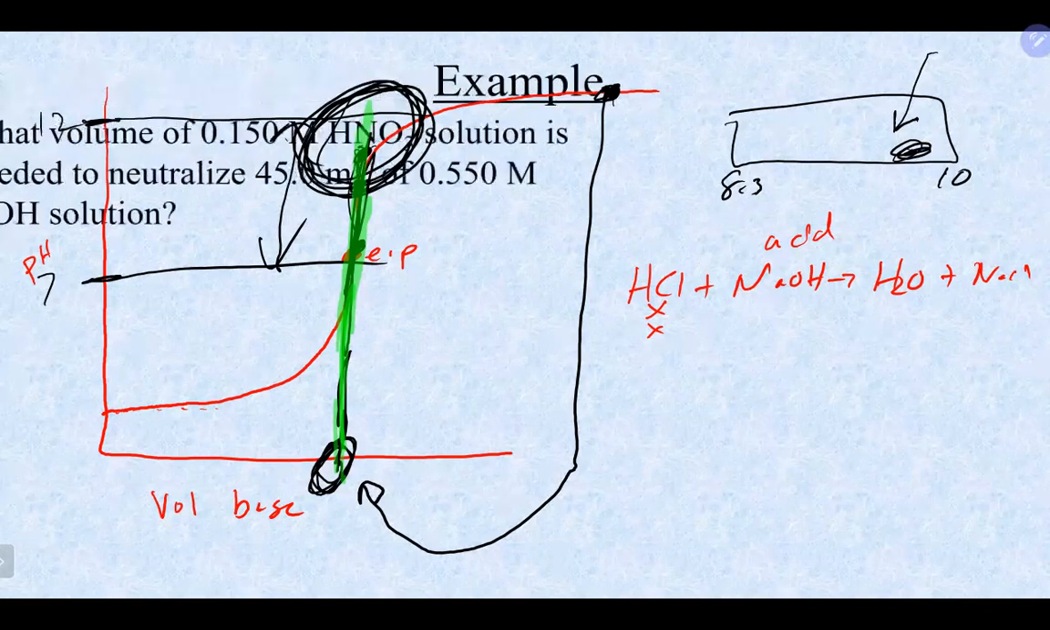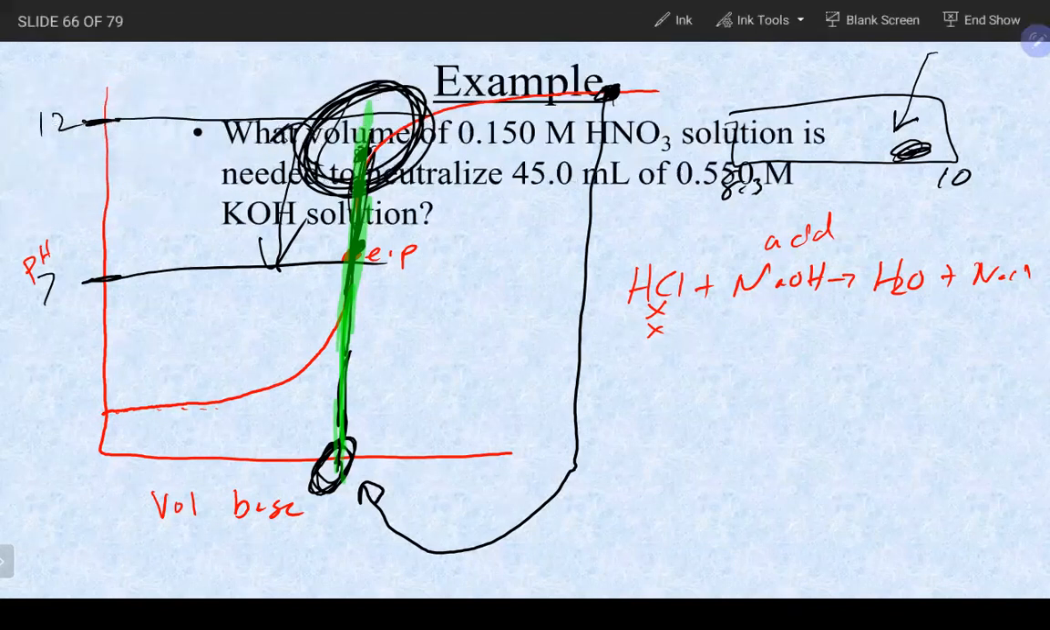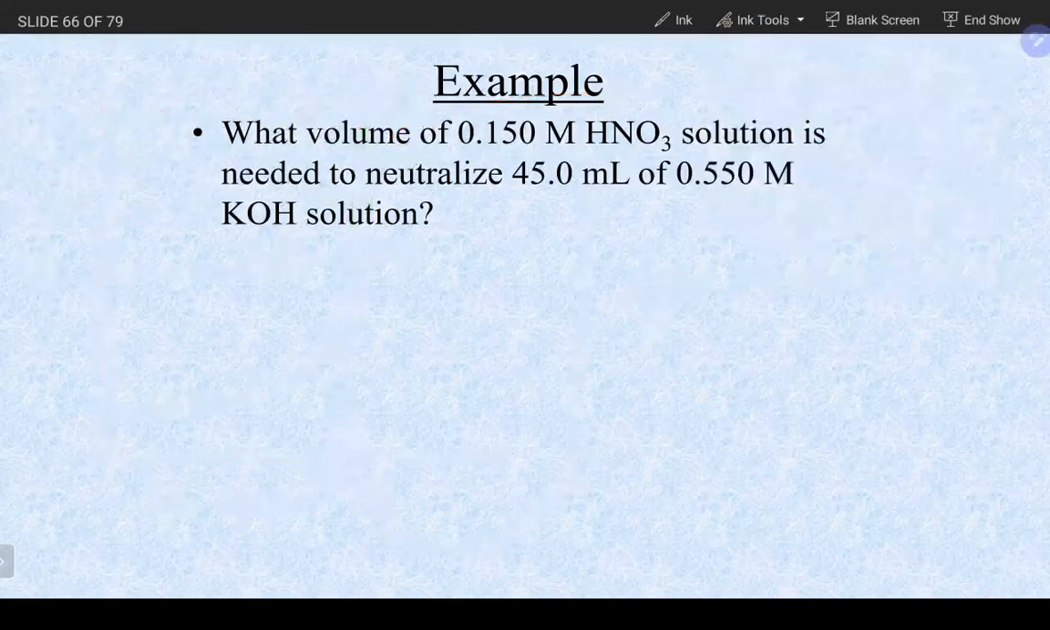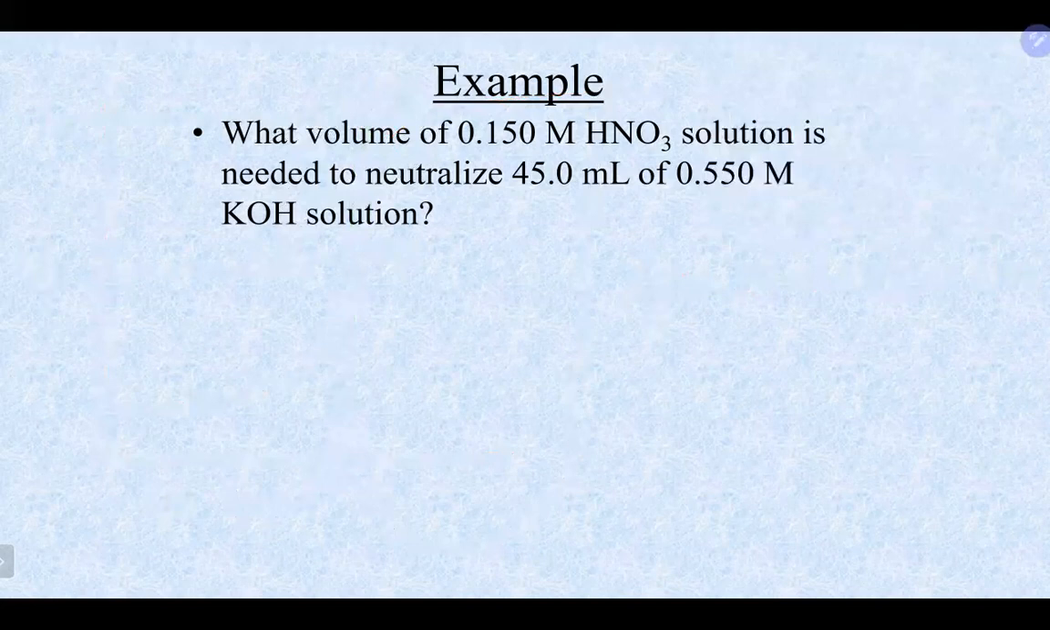Okay, so let's take a look at an actual sort of titration problem like we got here. What volume of nitric acid is needed to neutralize 45.0 milliliters of a 0.55 molar KOH solution? So let's go through this one together.